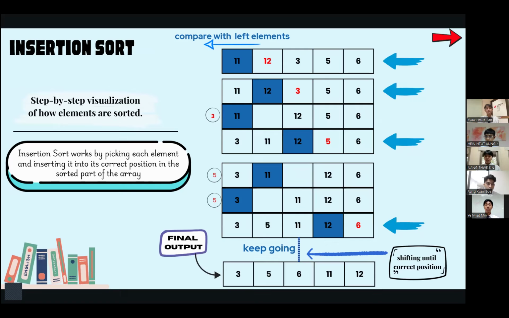As shown in the visualization, the number 12 is compared with 11, which is the left element. As 12 is larger than 11, we do nothing and keep them in their positions. Then in the next iteration, the number 3 is compared with 12 and 11, and it moves left until it reaches the correct position. Similarly, 5 is placed by shifting 12 and 11 to the right. This process continues until all the elements are correctly placed in ascending order, resulting in the final sorted array.